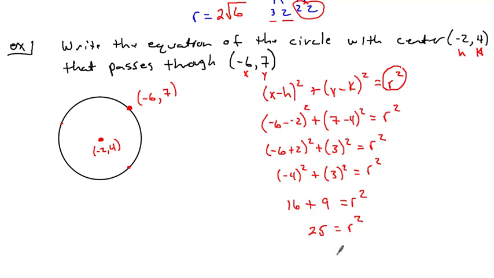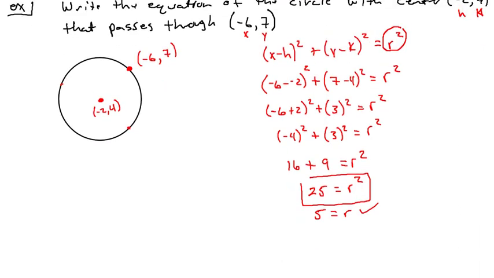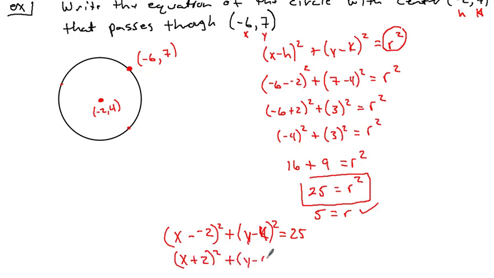Now we can write down that 5 is the r, that's great, but the question doesn't ask us for the radius, it asks us to find the equation. So our equation is x minus h squared plus y minus k squared equals r squared. So it's x plus 2 squared plus y minus 4 squared equals 25.